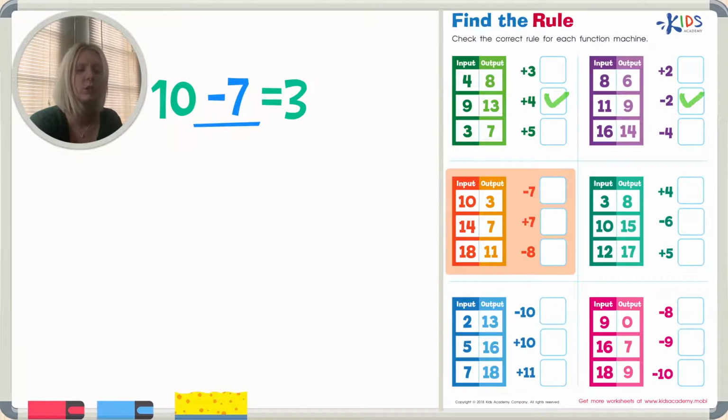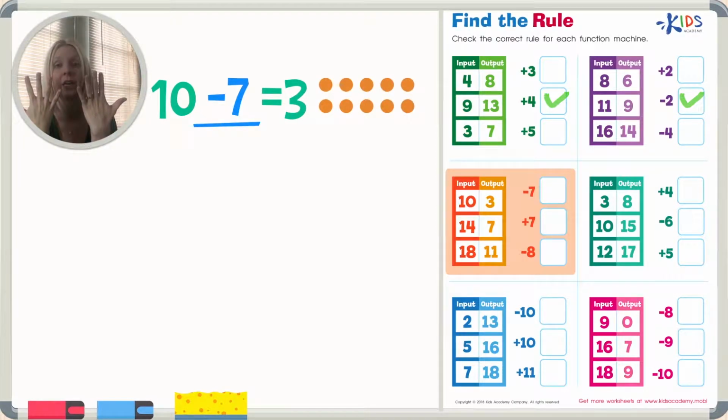Let's draw it out, or you know what? We could count on our fingers, couldn't we? Because it's 10 and we got 10 fingers. So let's do this. 10 minus 7. So 1, 2, 3, 4, 5, 6, 7, which leaves us with what? 1, 2, 3. So is that correct? Yes, that is the answer. So I think that's going to be my rule, but let's try it again for 14.